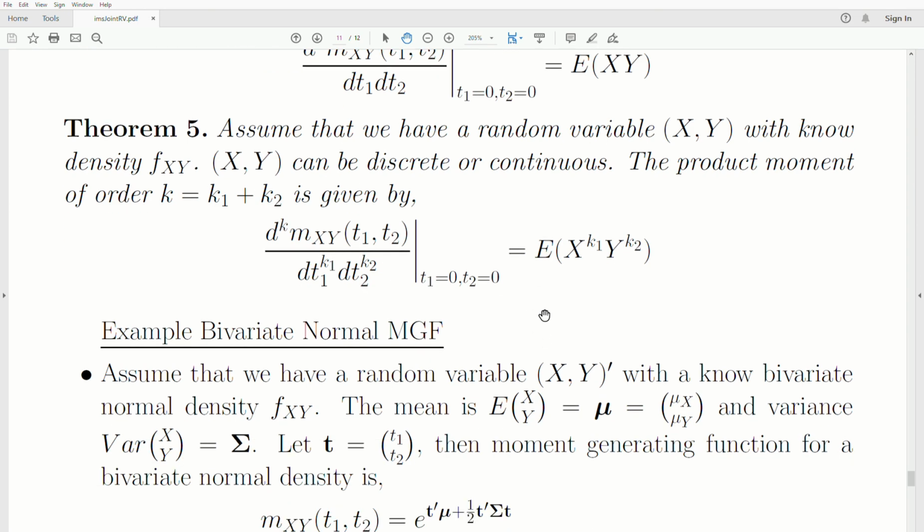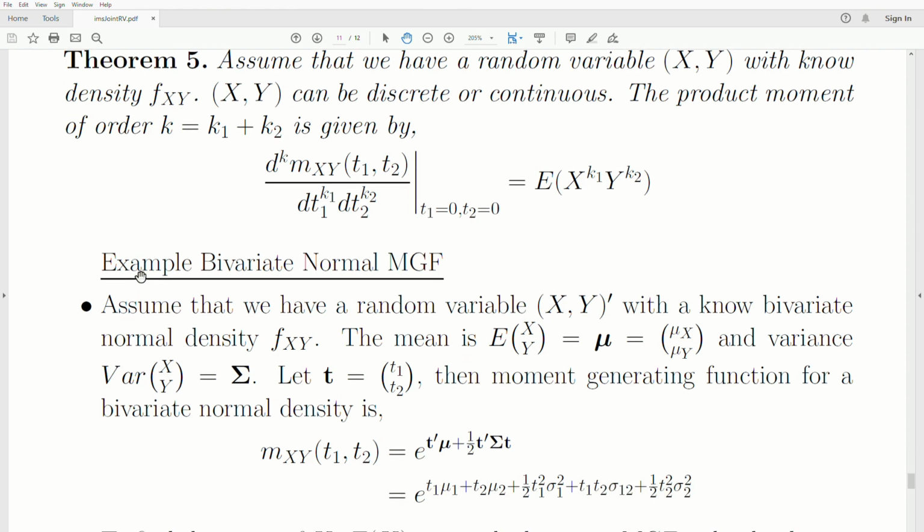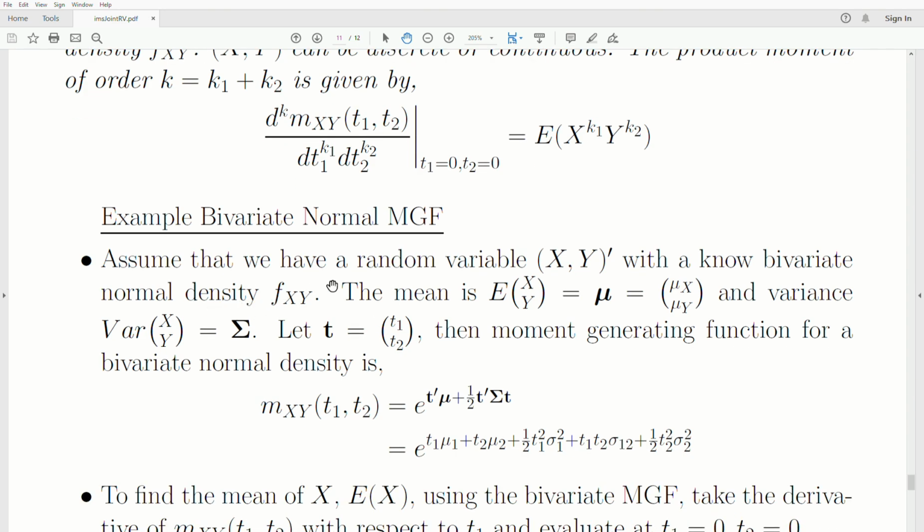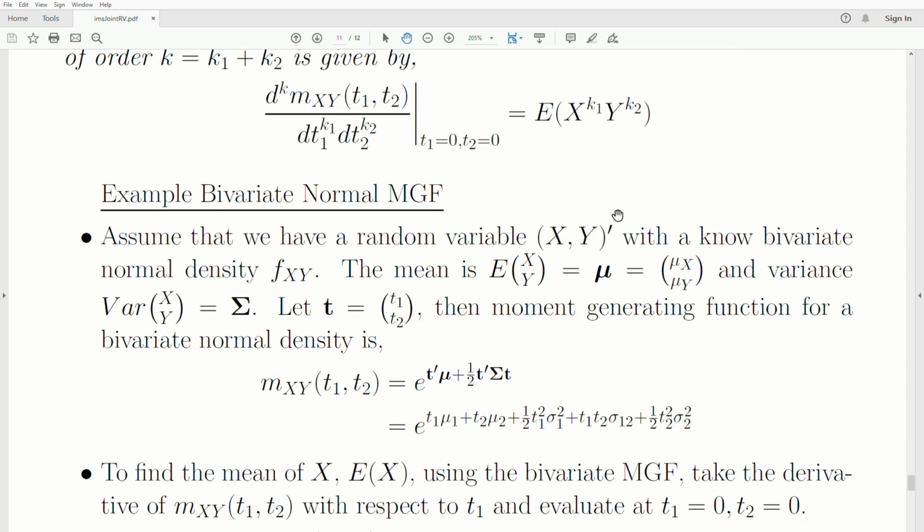So let's look at a quick example using the bivariate normal moment generating function. Now we're not going to derive it, but we'll list it, and then we'll take a derivative and find the moment. So assume we have a random variable XY, and I put a transpose because really I want to think of this as a column vector, with known bivariate normal density f, and that's a well-known density. The mean of our random vector is the vector mu, which can be thought of as mu x, the mean of X, and the mean of Y.